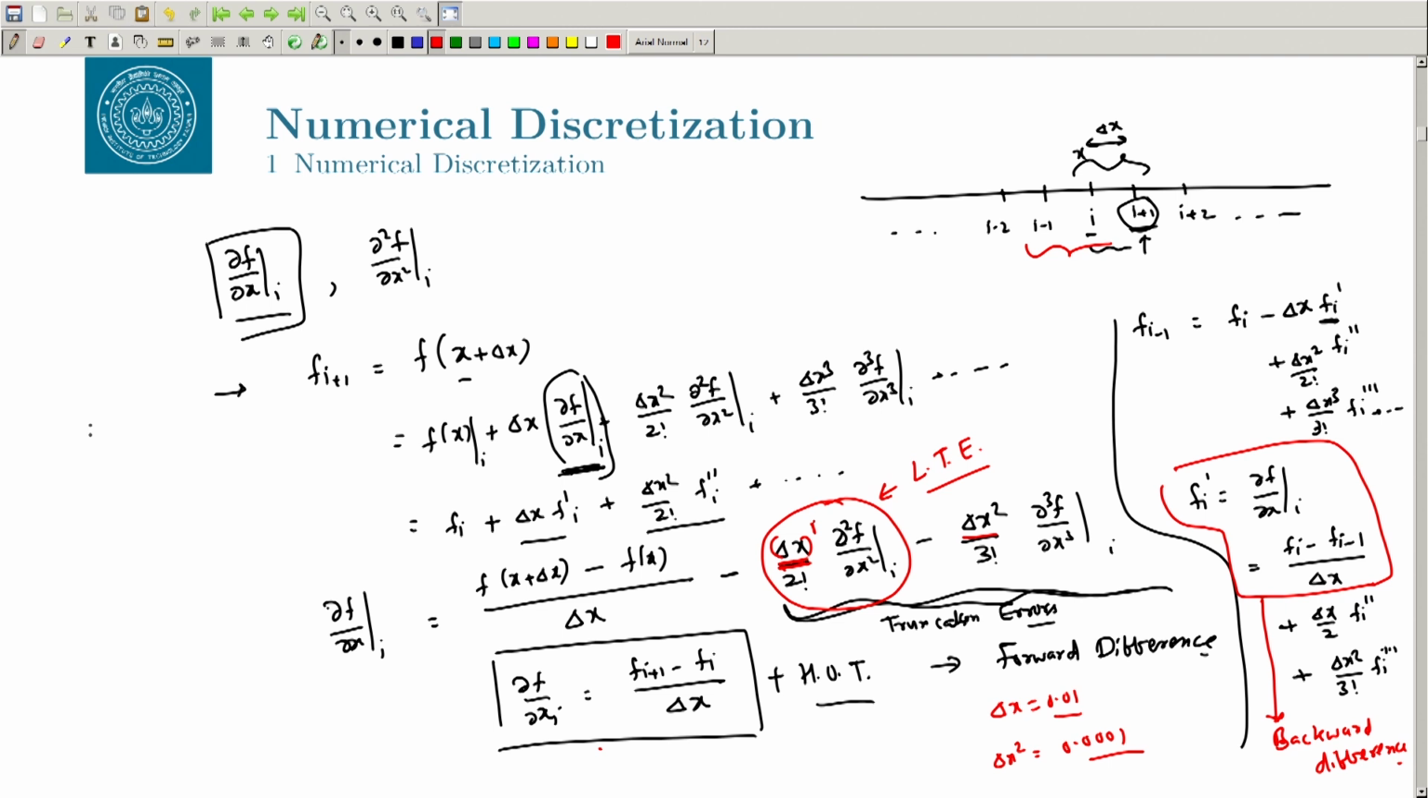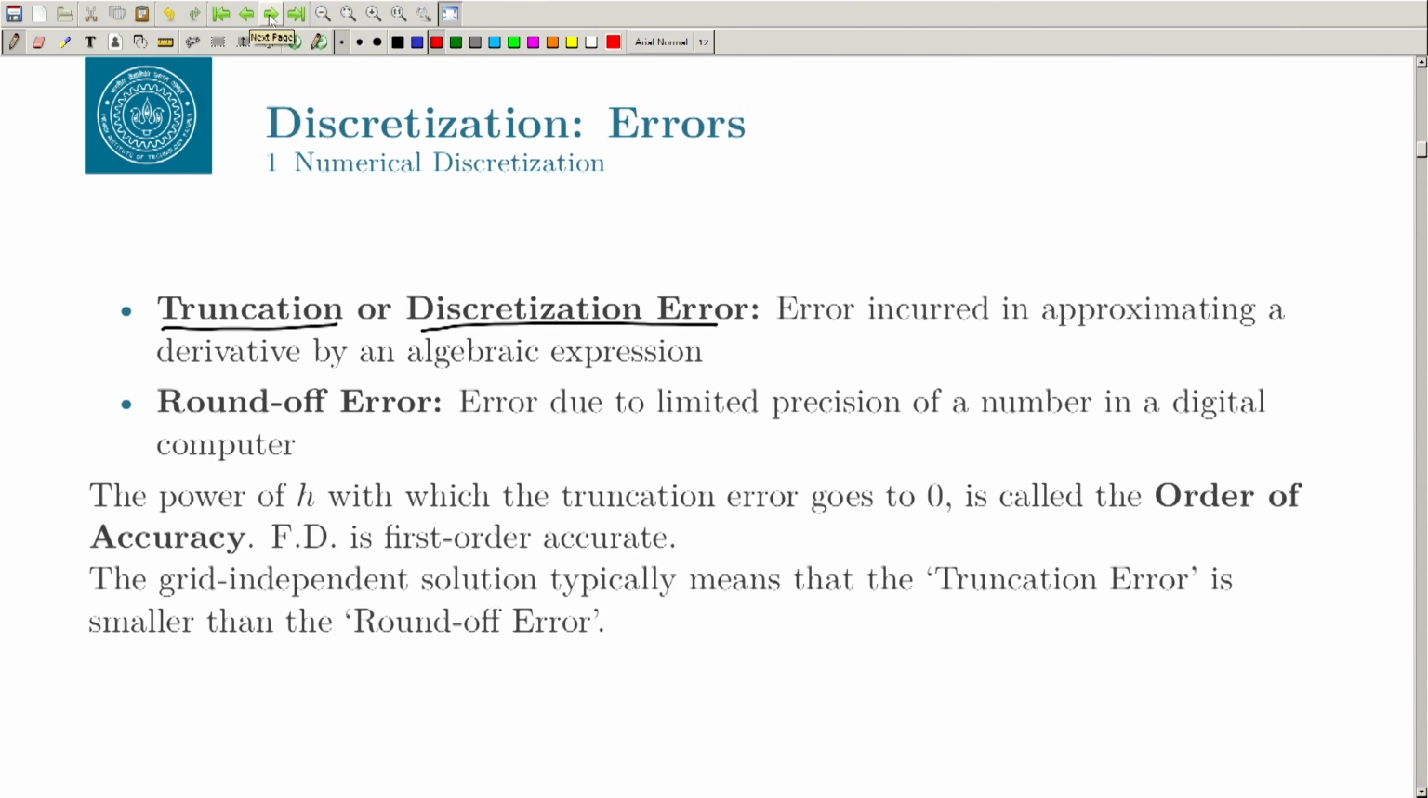Now, let us go to the other error, which is the round off error. Round off error is also unavoidable, just like the truncation error. The truncation error is unavoidable in a CFD calculation because you always have to approximate your continuous function with a discrete function.